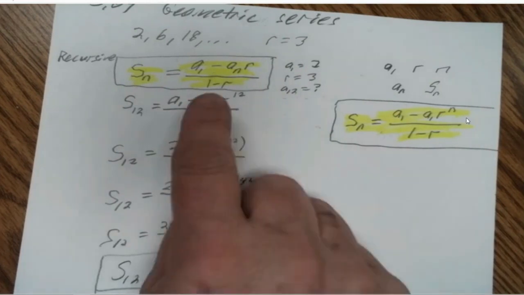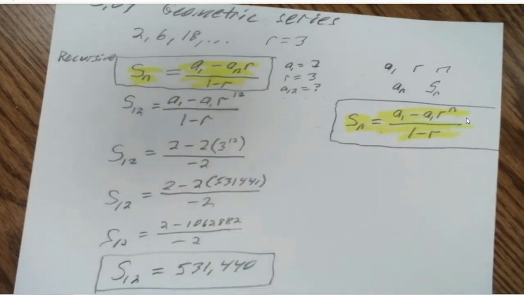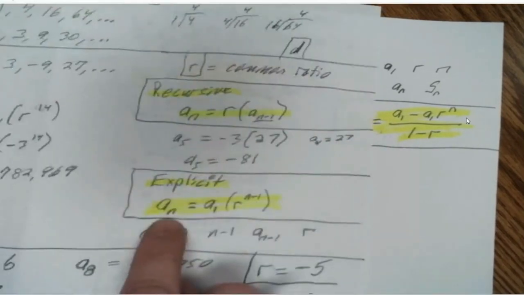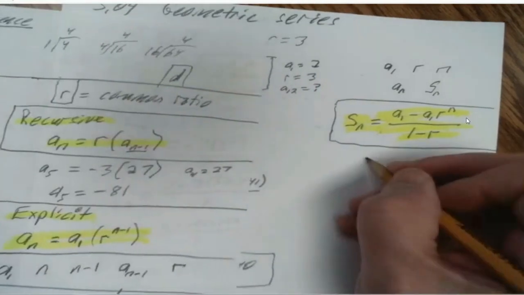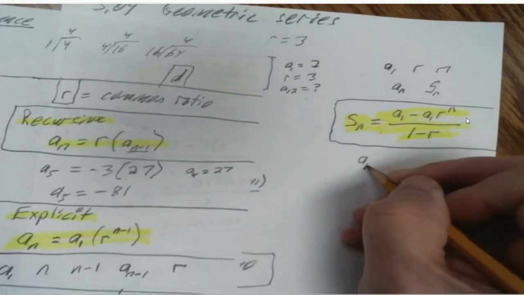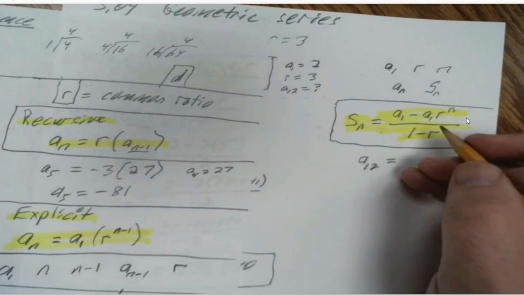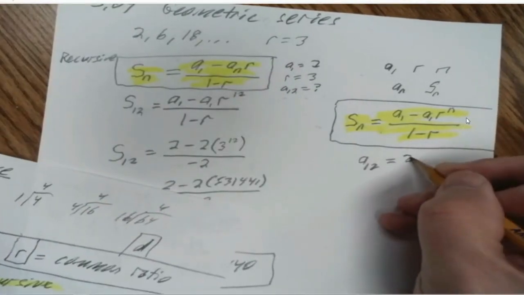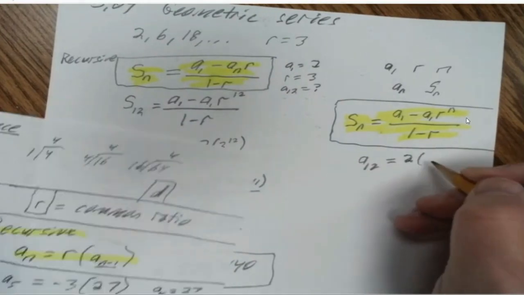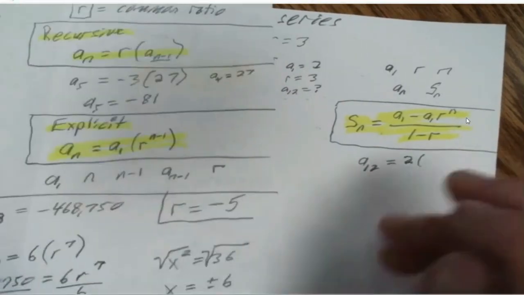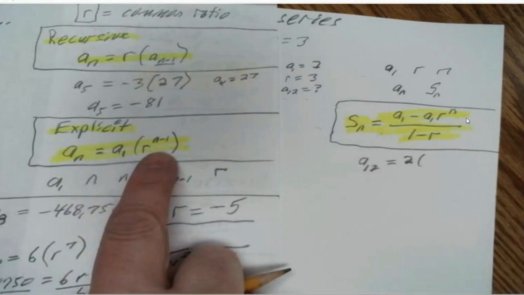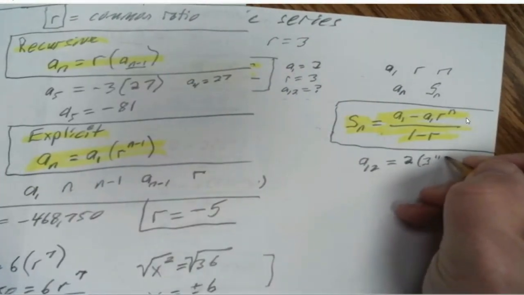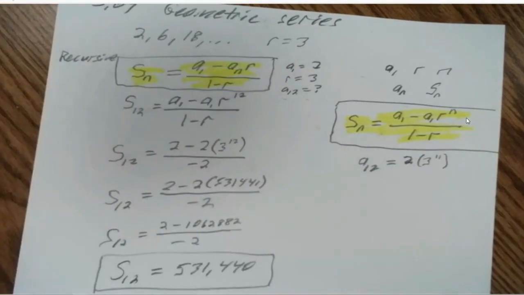Again, if we knew what the 12th term was, we could use this one. So let's calculate that and look at that option. All right, so we want to know this. So let's write our formula over here. A sub 12 would be A sub 1, which is 2, times R to the n minus 1. So 3 to the 11th. So that'll tell us exactly what the 12th term is.